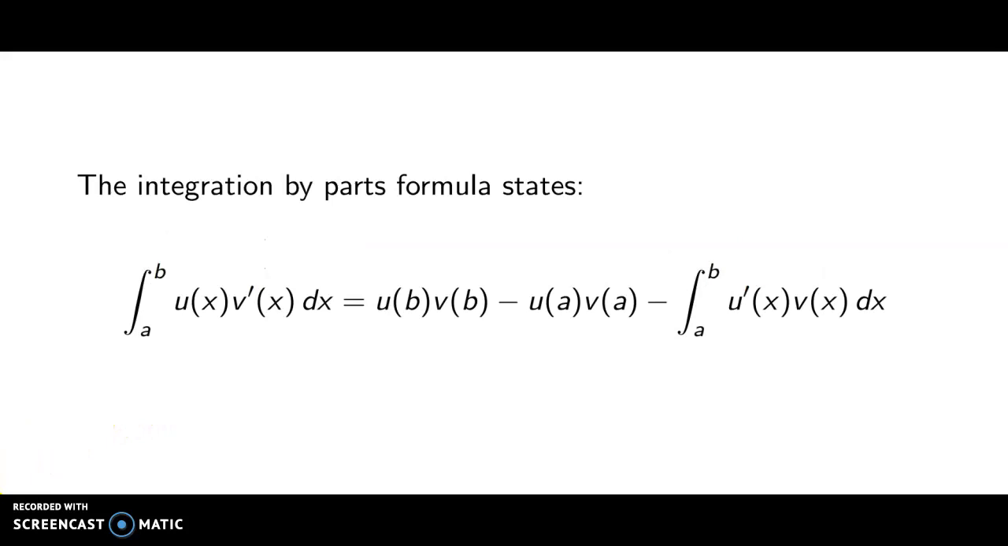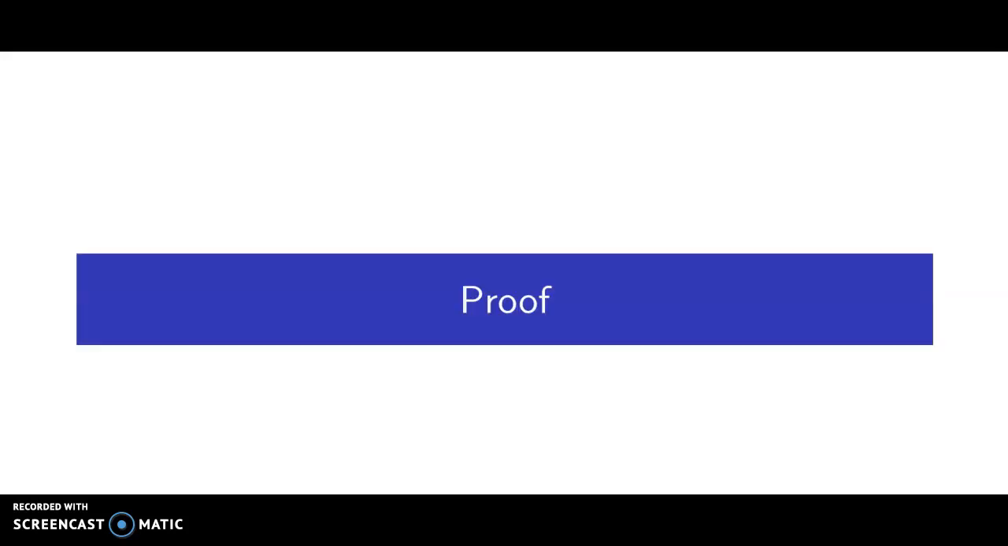What is the integration by parts method? This method is very useful in order to master the technique of integration. Many times we have to integrate the product of two functions. Functions often arise as the product of other functions, and so we have to integrate these products. Now I'm going to show the proof of this formula.